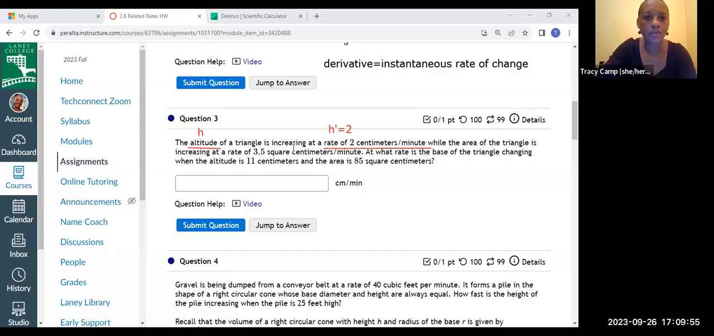Next, we're given that the area is increasing at a rate of 3.5 square centimeters per minute. So area I referred to as big A. And its rate, we're told, is 3.5 square centimeters. So again, rate is the same thing as derivative. So I can say A prime equals 3.5.